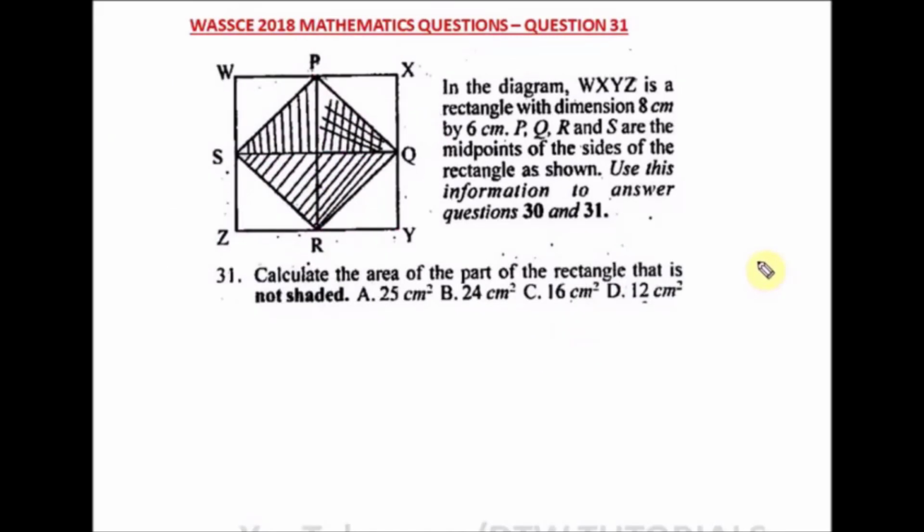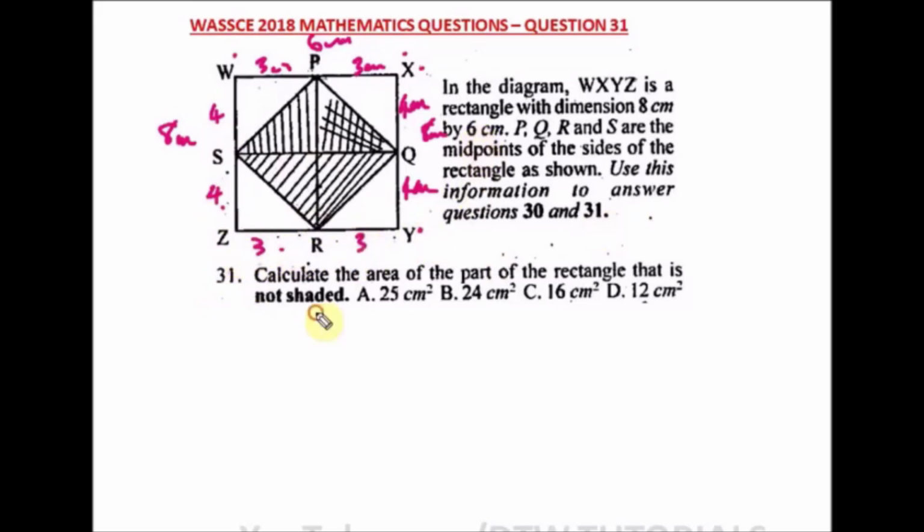Question 31 of the WASSCE 2018 Mathematics Past Question, that's your WAEC exams. It says in the diagram, we have this with dimensions 8 centimeter and 6 centimeter. Remember here we said from here to here is 8 centimeter, while from here to here is 6 centimeter. P, Q, R, S are midpoints of the sides. So here is 3 centimeter, here is 3 centimeter, and here is 4 centimeter and 4 centimeter. And the same with this side and also this side. Since here is 8 centimeter, here will be 4 centimeter, 4 centimeter. Here is 6, this will be 3 and 3 centimeter.